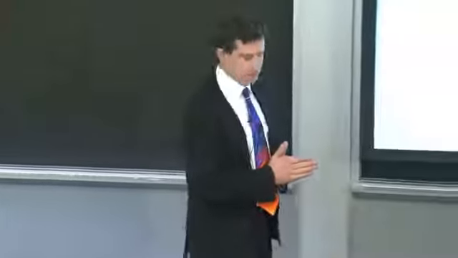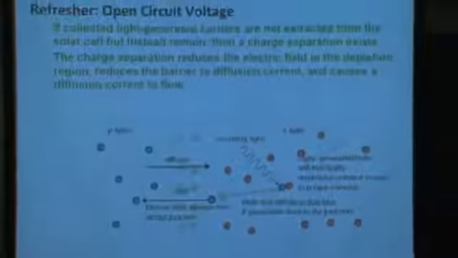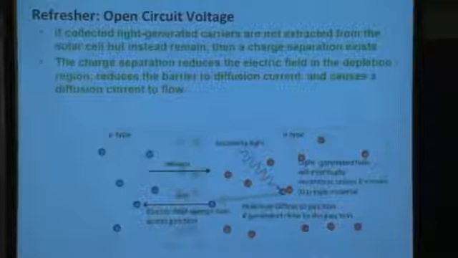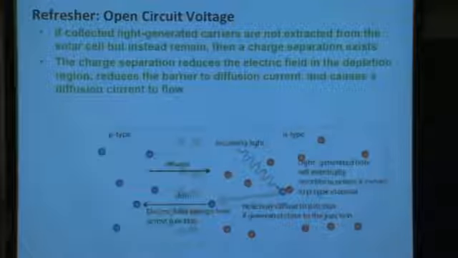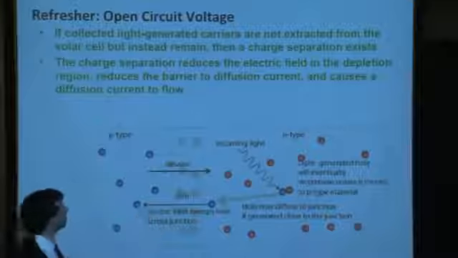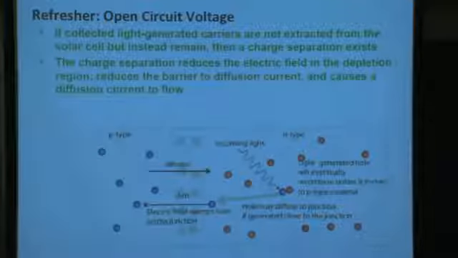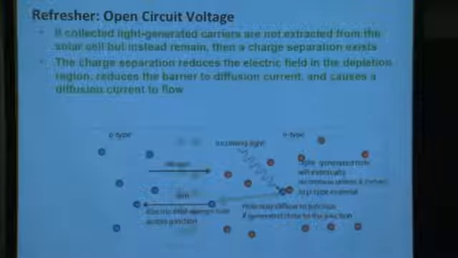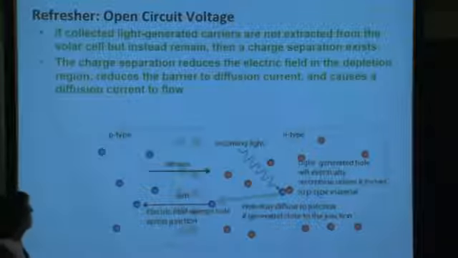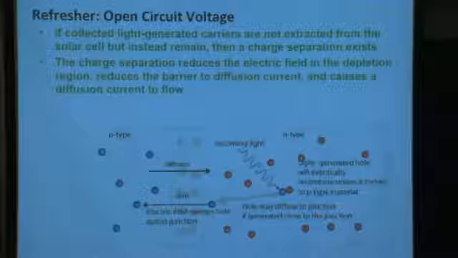All right, so open circuit voltage. Reading straight off of the slide here: if the collected light-generated carriers are not extracted from the solar cell but instead remain, then a charge separation exists across, meaning there's a buildup of charge. And the charge separation reduces the electric field in the depletion region, which reduces the barrier to diffusion current and causes the diffusion current to flow.